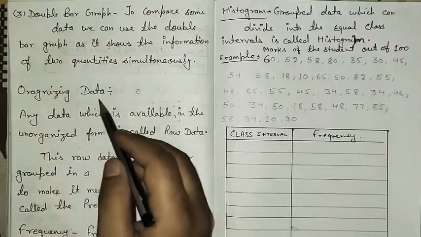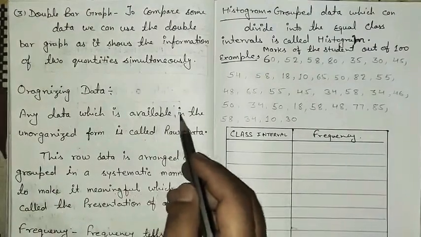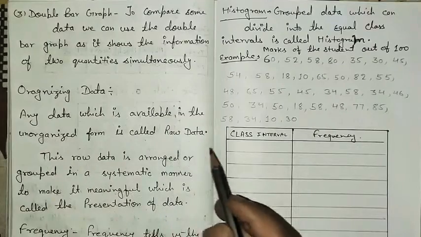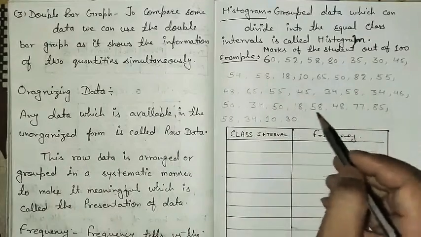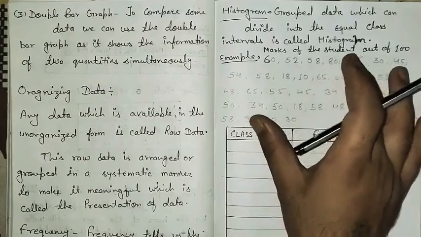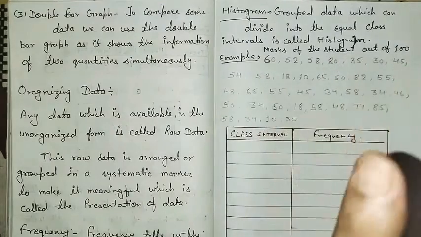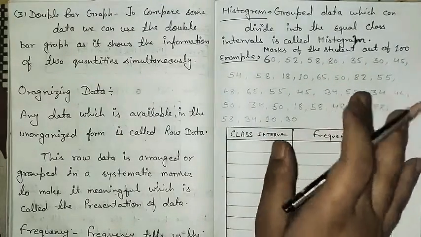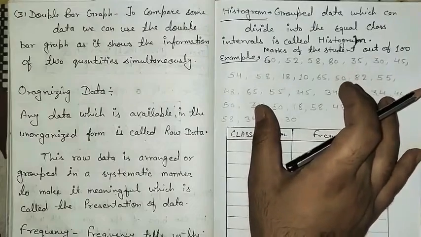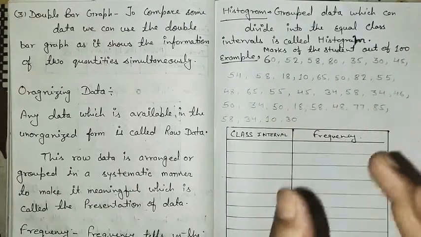Now, organizing of the data. Any data which is available in unorganized form is called raw data. Like this one example. It is not in ascending order. It is not in descending order. So we can say that this data is in the form of unorganized data.